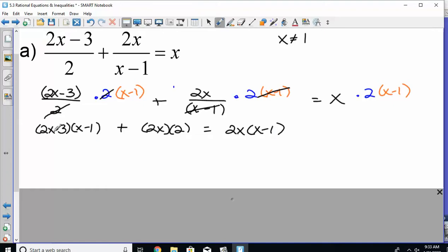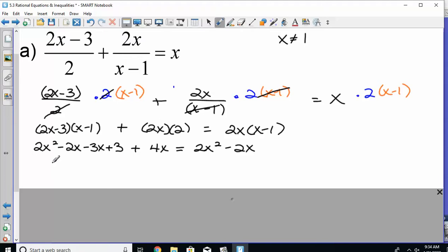Okay, so if we start multiplying this out, if I FOIL the first, then if I take 2x times 2, I get a 4x. Distribute my 2x, and we get 2x squared minus 2x. So we got rid of all the fractions. Now we are just really solving a quadratic equation with a whole lot of terms in it. Where would you go from here?